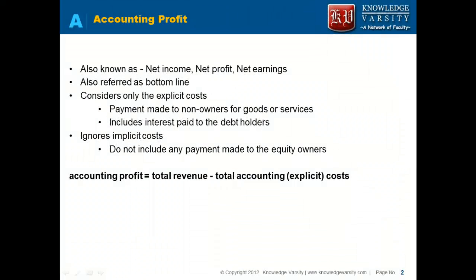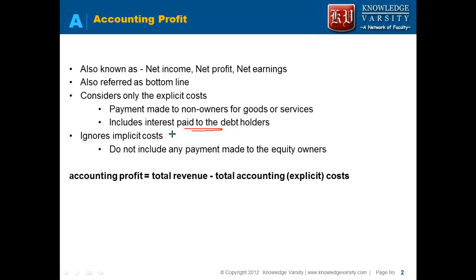So let us do a quick revision. We introduced this chapter from the concept of accounting profit. We said that accounting profit is as per your books, also referred to as net income, net profit, known as bottom line. Note that accounting profit only considers the explicit cost. It does not consider implicit cost, like payments to the owner.